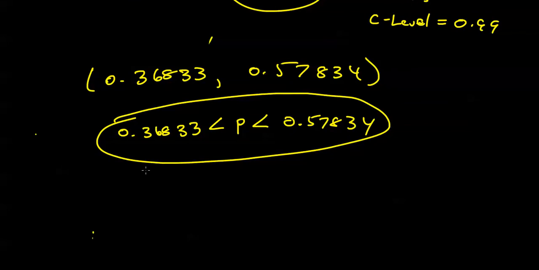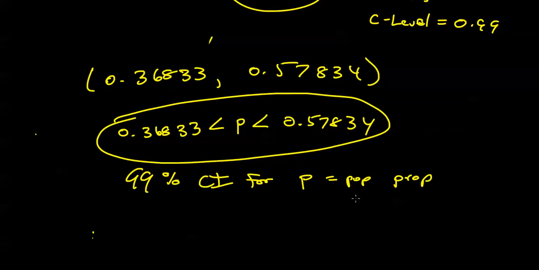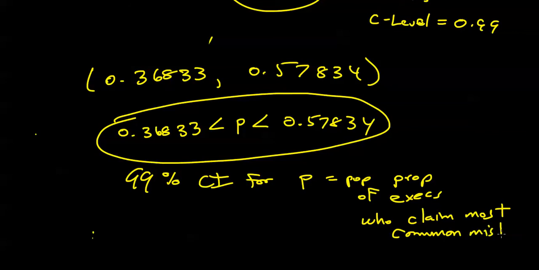All right, well, I can say then this is my 99% confidence interval for little p, where little p is the population proportion of executives who claim the most common mistake in a job interview is not knowing enough about the company, or I'm going to claim that's not enough research regarding the company. Okay?